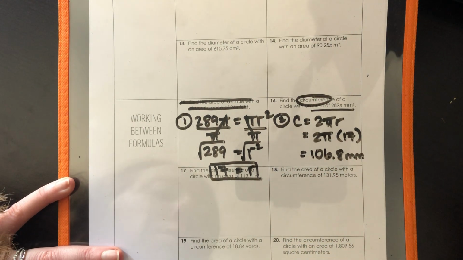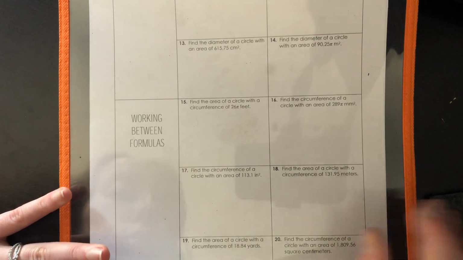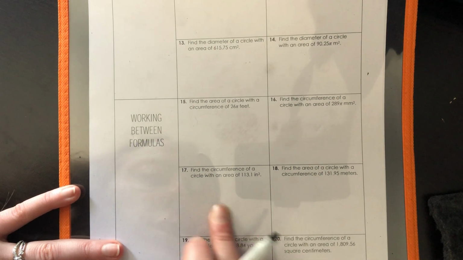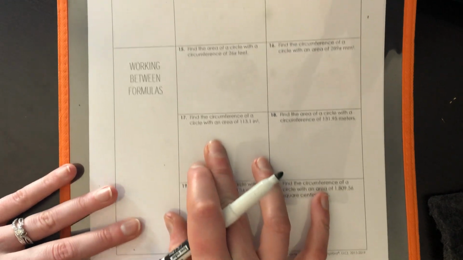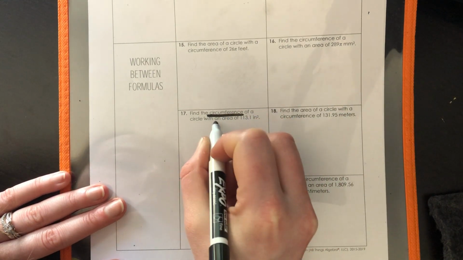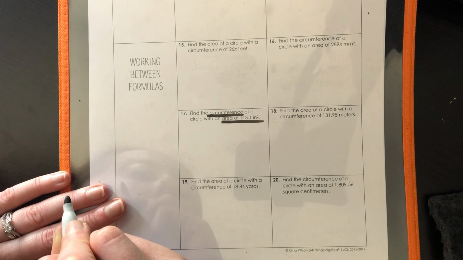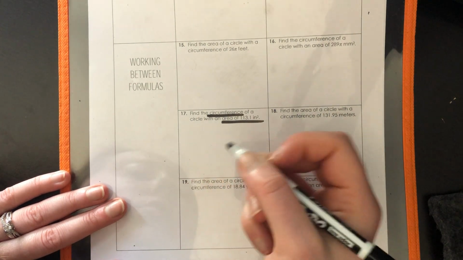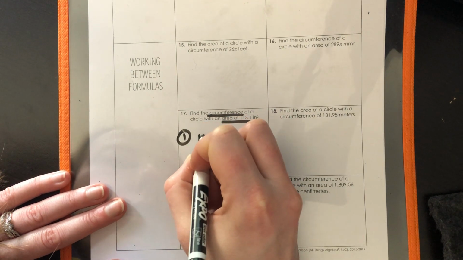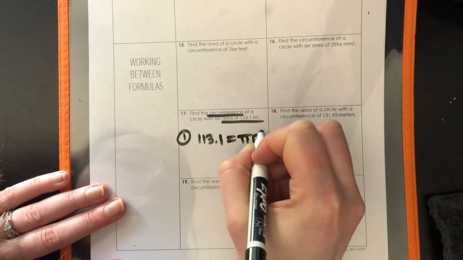Okay, let's try one more, and then I'll have you try one on your own. Either one is good. So we'll work on 17, have you try 20. So it says find circumference of a circle with an area of 113.1 square inches. So I have to use the area formula to my advantage first. So the area equals pi r squared for a circle.